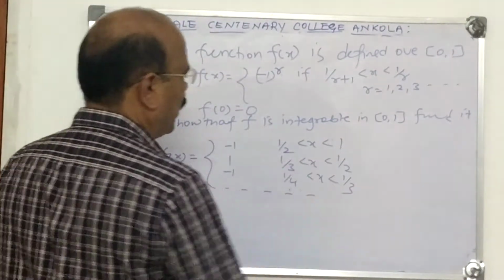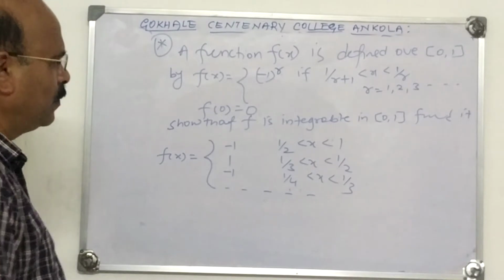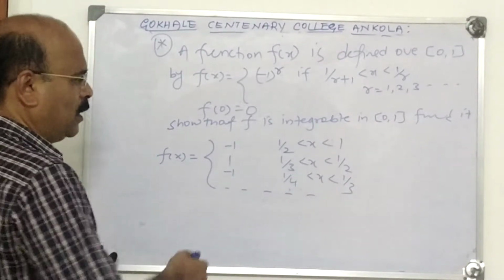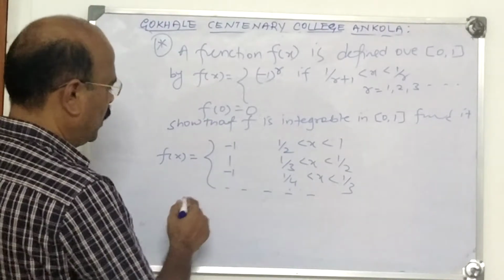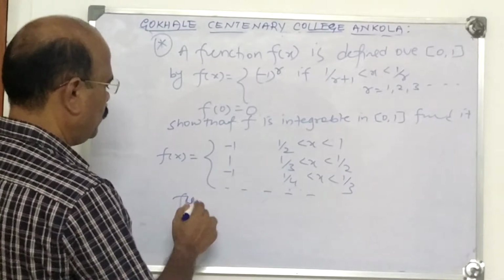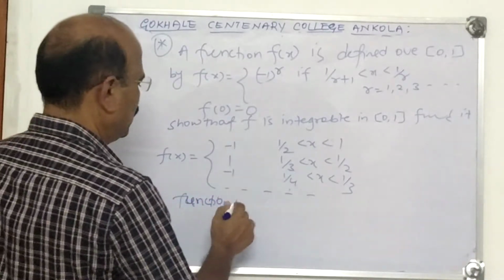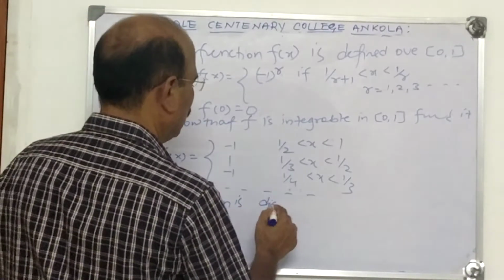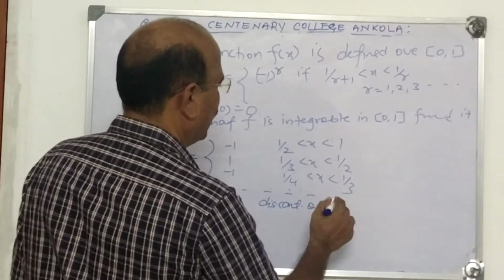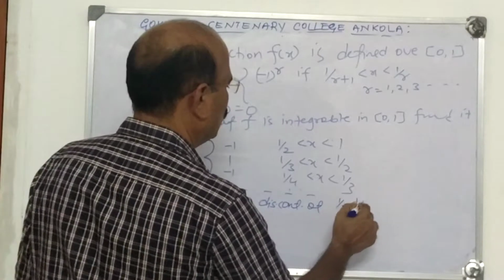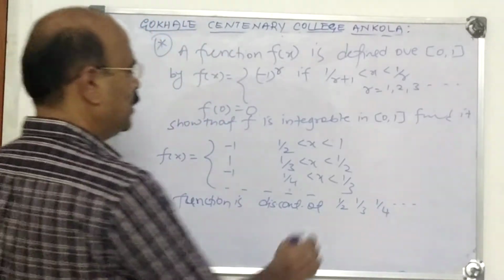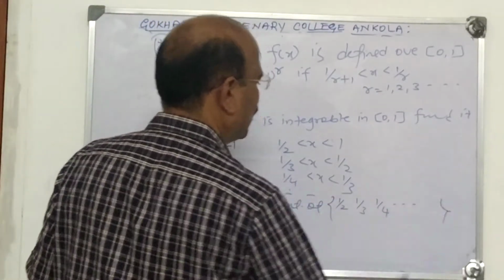Now, what is the reason why the function is integrable? The reason is this. You have studied many types of integrable functions. Here, the function is discontinuous at an infinite number of points, 1 by 2, 1 by 3, 1 by 4, and so on. These are the points where the function is discontinuous.